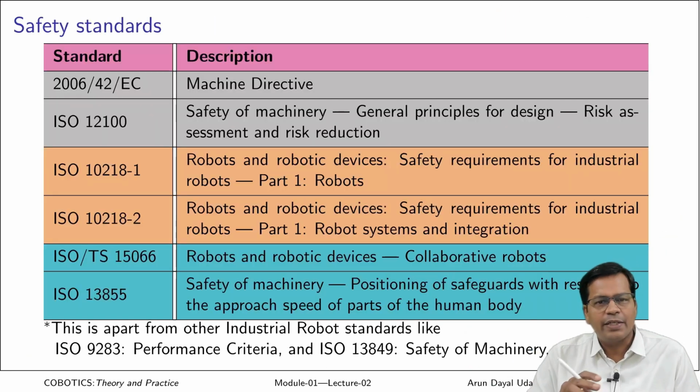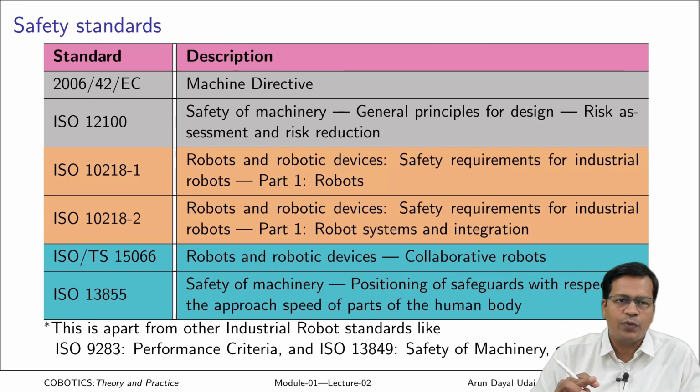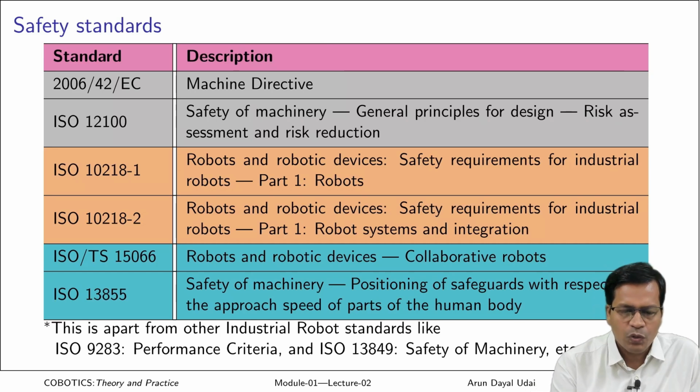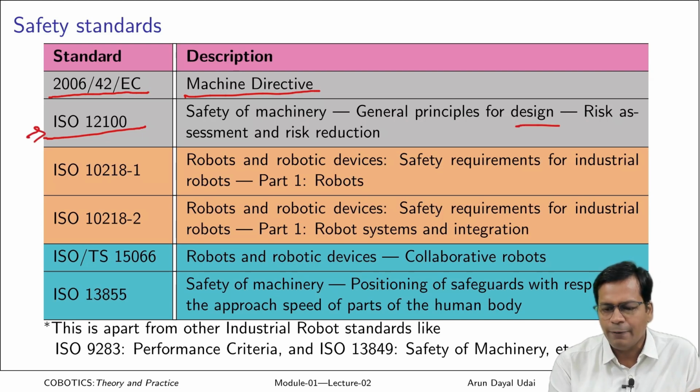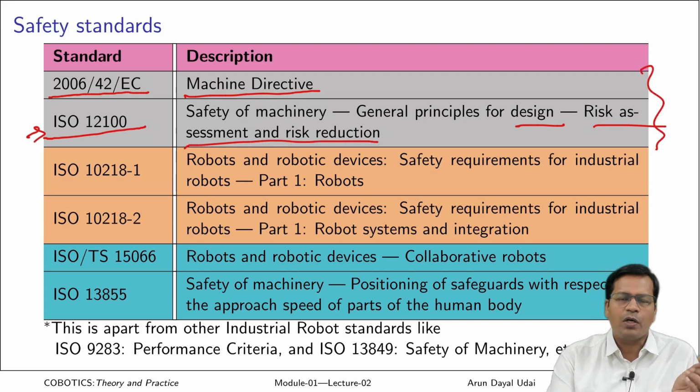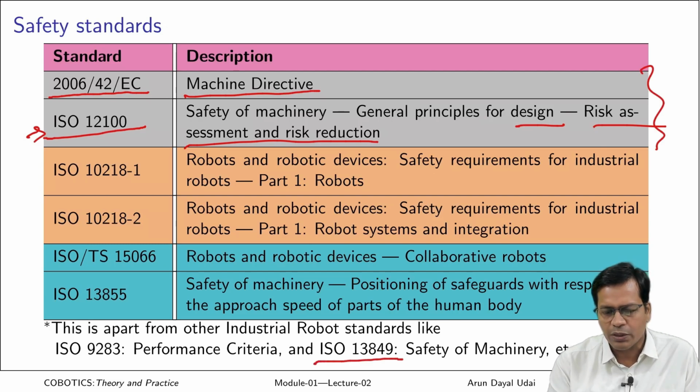What are the safety standards which a cobot manufacturer has to follow? Not just cobot standards basically. These are a few. 2006/42/EC directive, that is the machine directive basically, and ISO 12100, that is the ISO standard for the safety of machinery, general principles for design, risk assessment and risk reduction. It is not just for robots, it is for any general machinery, and the same applies here also.